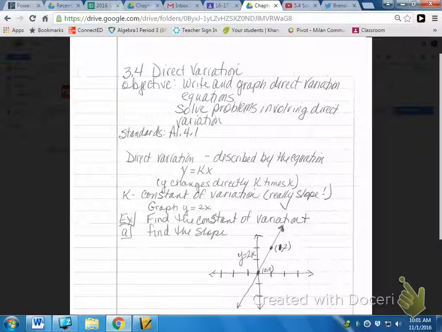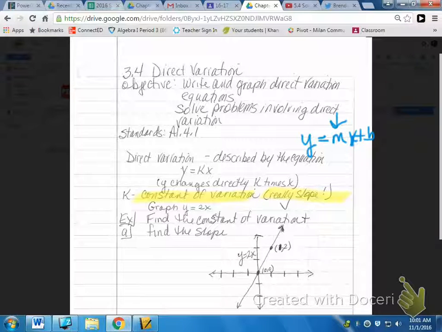When you think about slope-intercept form, let me write that over here. y equals mx plus b. When you think of that, what is this right in front of the x? Slope. And that's why I have written this. k is defined as the constant of variation. It's called that, constant of variation, but honestly, it's really the slope.